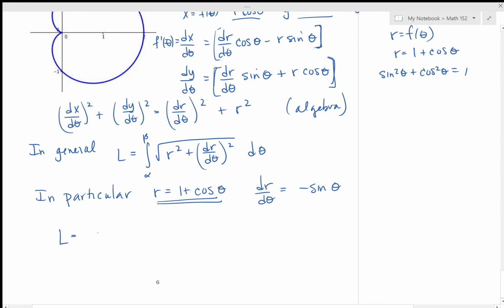This will be the integral. I'm going to go halfway around, so I'm going to go from 0 to pi, and then I'm going to double it. I'm using the symmetry of the cardioid there. The cardioid is symmetric about the y equals 0 line. Okay, and then this is going to be the square root of 1 plus cos theta squared plus minus sine theta squared.